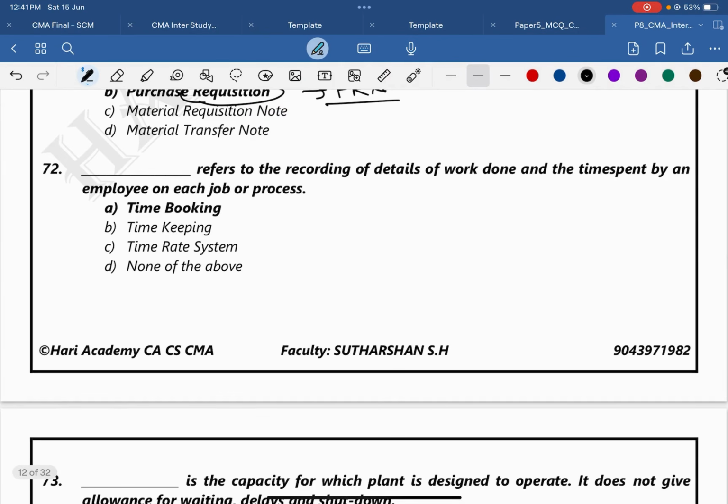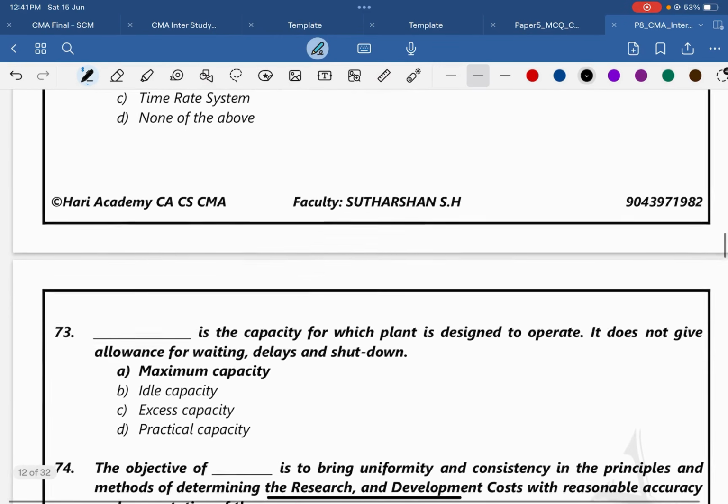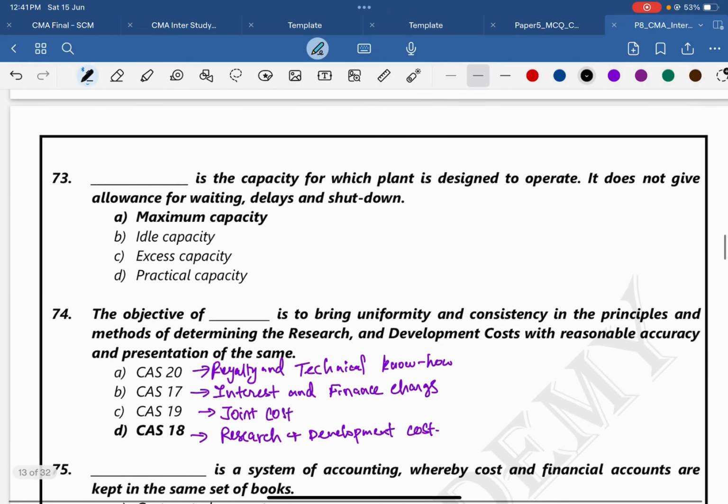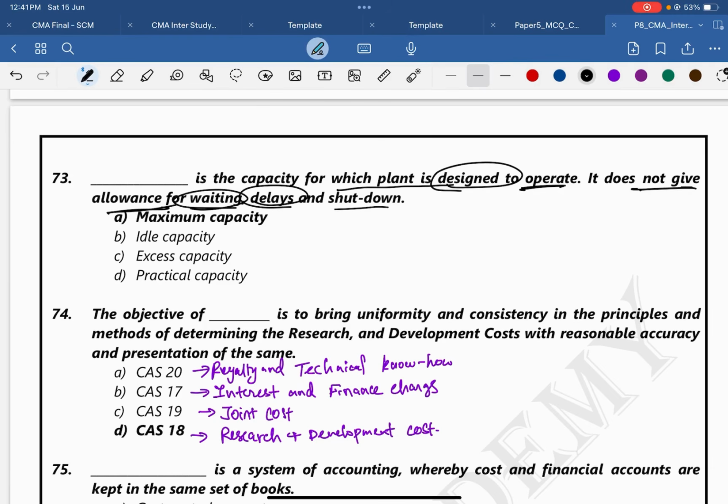Next is 72. Dash refers to the recording of details of work done and time spent by an employee on each job or process, which is time booking. Next 73. Dash is a capacity for which a plant is designed to operate. It does not give allowances for waiting, delays or shutdown, and is known as maximum capacity utilization.